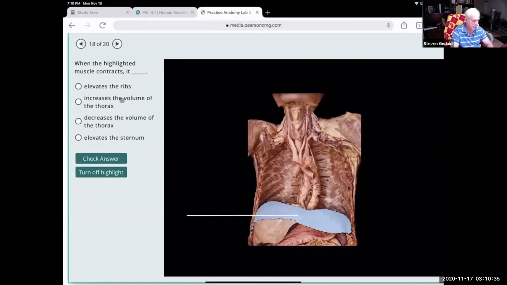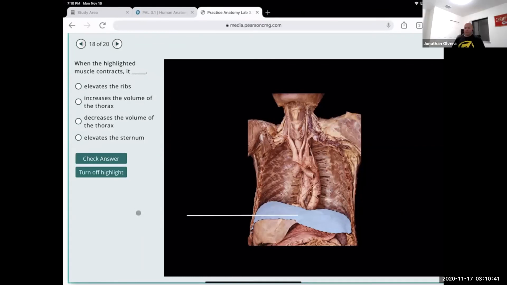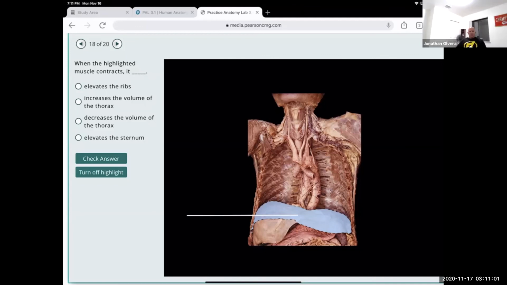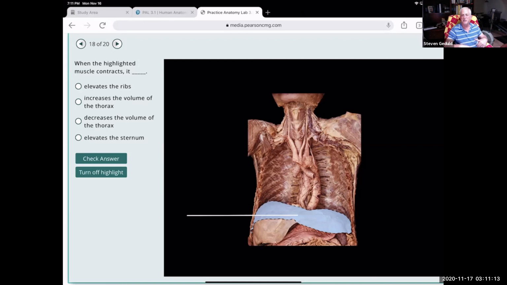Okay. When the highlighted muscle contracts, it does what? What's the muscle that's being highlighted? Diaphragm. It's a big mushroom-shaped muscle. So when the diaphragm contracts, it either elevates the ribs, increases the volume of the thorax, decreases the volume of the thorax, or elevates the sternum. Decreases the volume of the thorax. Right, because when the diaphragm contracts, it pulls down. So your thoracic cavity increases in size, decreases the pressure. You increase the volume, air comes in. So it increases the volume of the thorax.